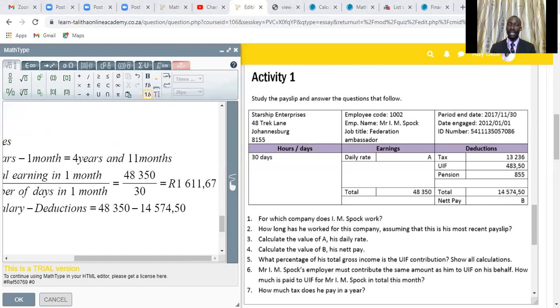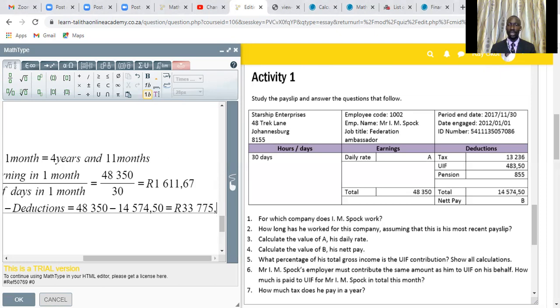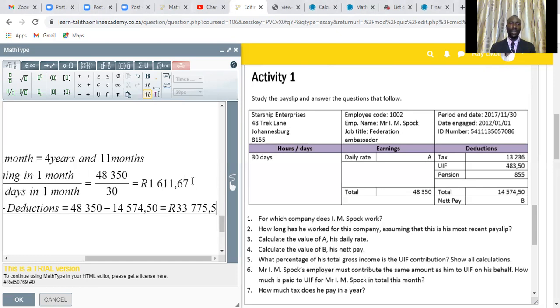Well, the net salary that he receives notification for when payment of salary is made is 33,775.50. Yes, 0.5 right away. So this is the amount of money that he will get notification for when salary is paid.